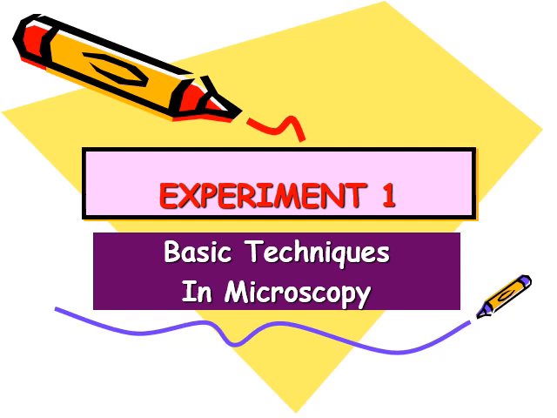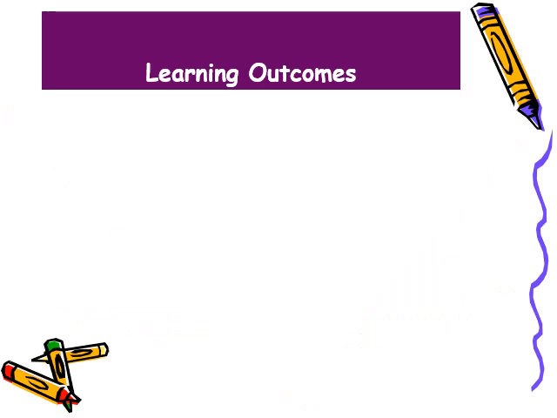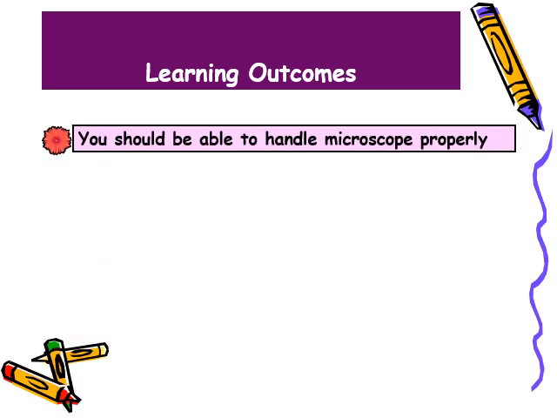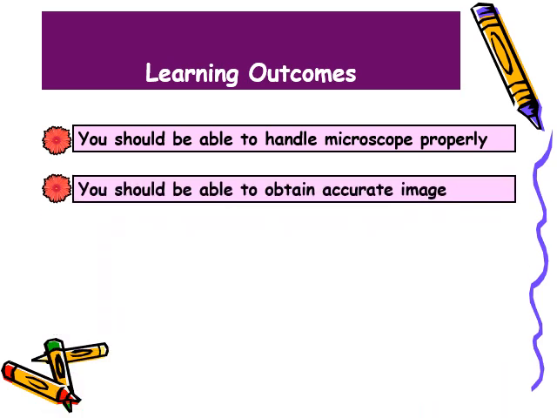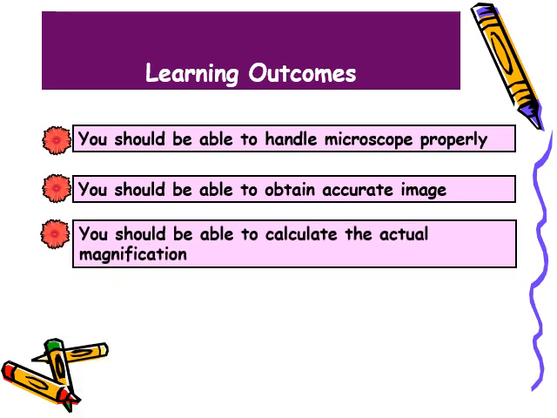Good day everyone. So in this slide I am going to explain experiment 1, which is basic technique in microscopy. At the end of this lesson, students should be able to handle a microscope properly. Second, students should be able to obtain an accurate image from a microscope. And lastly, students should be able to accurately calculate the actual magnification of an image.